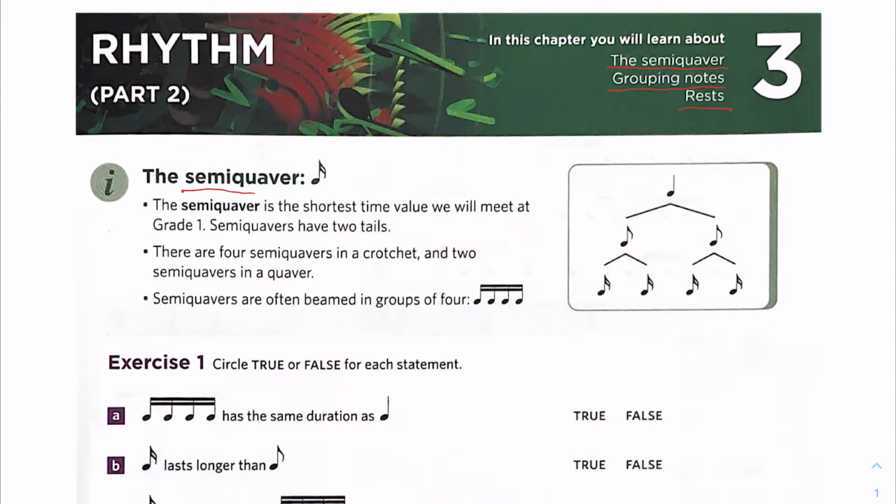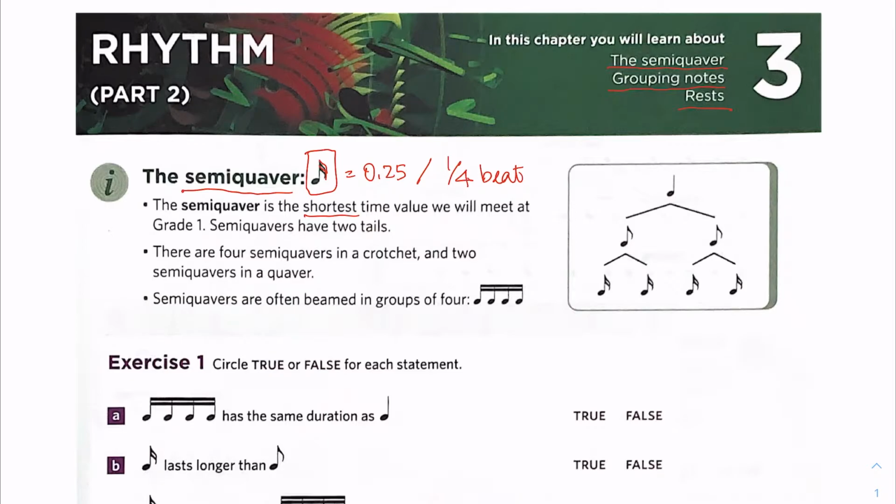The semiquaver. This is a semiquaver. The semiquaver is the shortest time value we will meet at Grade 1. Semiquavers have two tails. These are the tails. This is the first tail. This is the second tail. A semiquaver is worth 0.25 count, or a quarter of a beat.